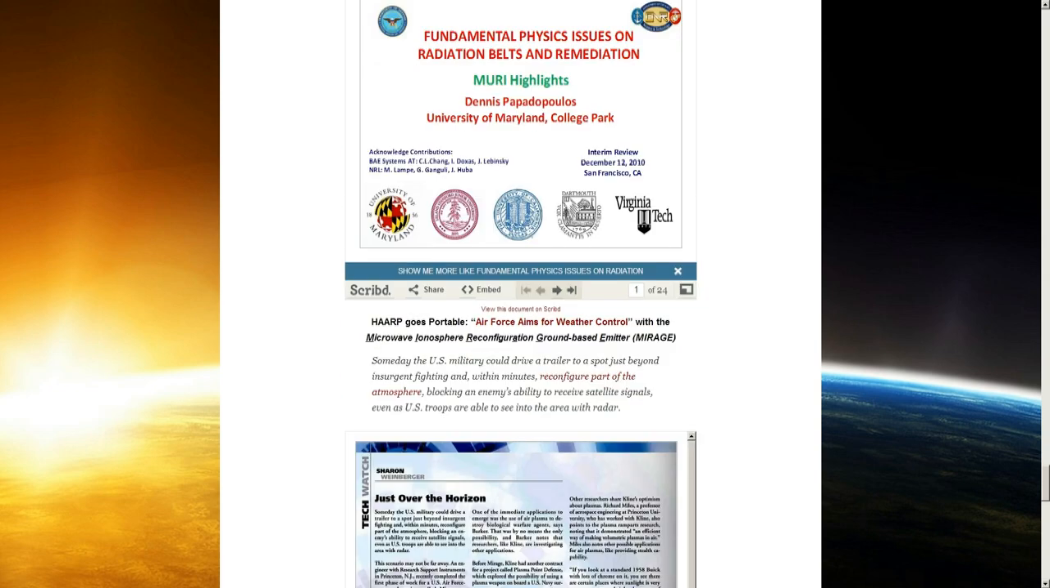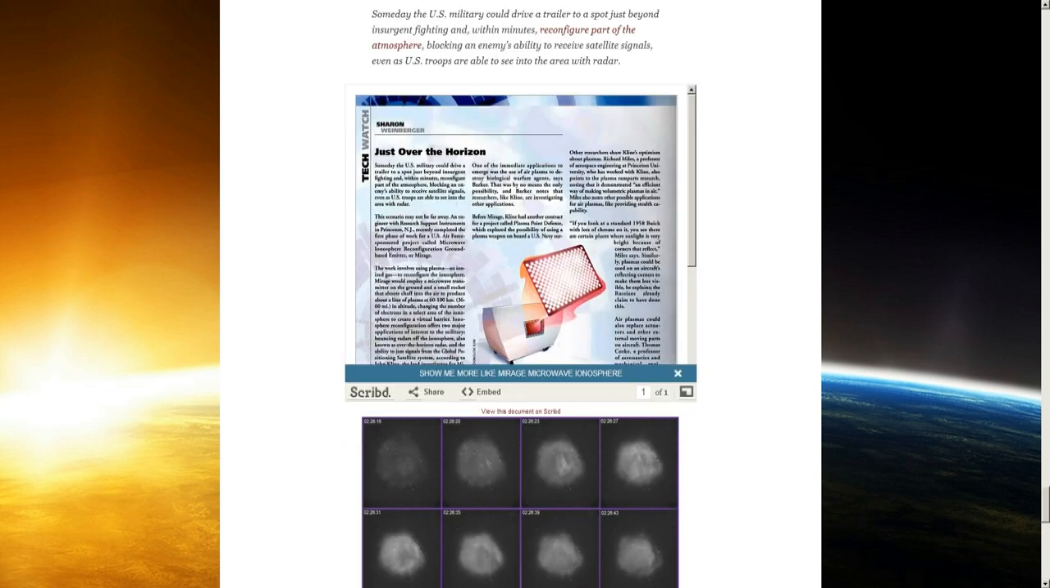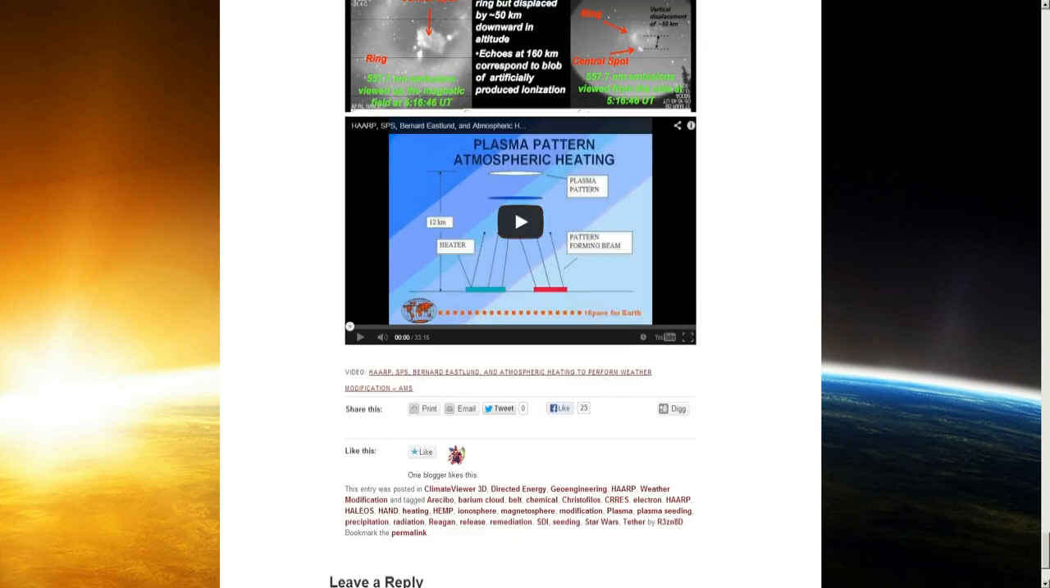And then finally down here at the bottom, we have HAARP goes portable, the Microwave Ionosphere Reconfiguration Ground-based Emitter, MIRAGE. This is a HAARP in a box on the back of a trailer, and they use a rocket, the chaff from the rocket, they heat the chaff, and it makes plasma clouds. So enjoy this, guys. Finally, we end with Bernard Eastlund's buddy presenting HAARP stuff for tornado steering. So using HAARPs and using satellite-based microwave energy to steer tornadoes.